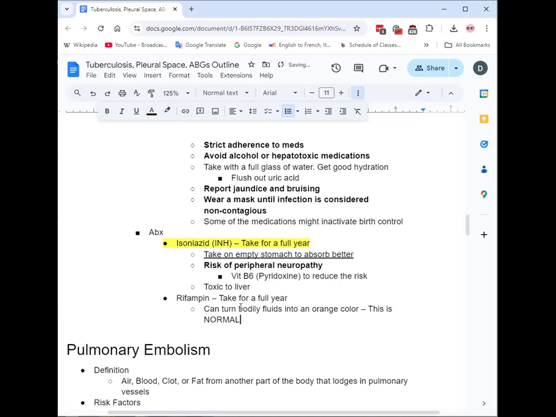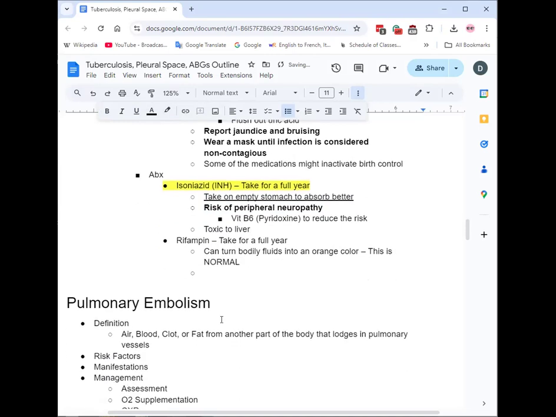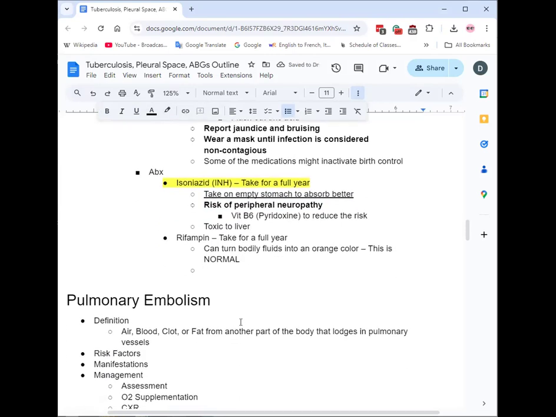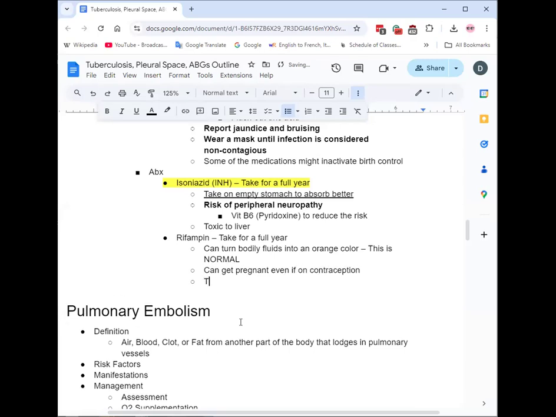And this is normal. It's a normal, non-malicious side effect. Is there a funny way to remember that? Rifampin. I can't think of one. But yeah, with this one, you can get pregnant even on the pill. And again, this is toxic to liver.